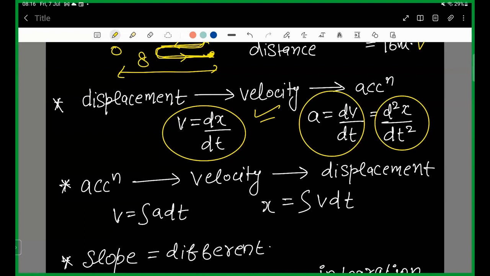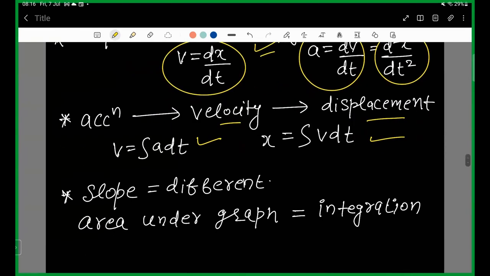Similarly, if I want to go in the reverse direction, I have an acceleration but I want to find velocity, so I will do integration. And let's say I have a velocity and I want to find displacement, I will again do an integration. So if you want to go from displacement to acceleration, you have to do differentiation. Or if you want to come from acceleration to displacement, you will do an integration. This is a very simple rule.